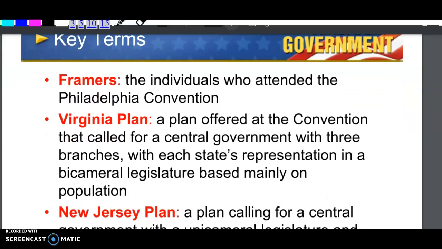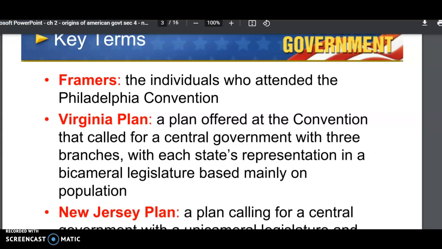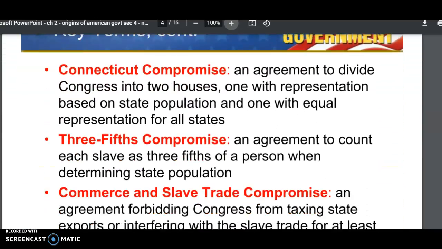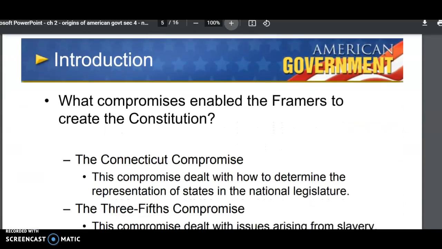One definition I am going to ask you to write is framers, because that's an important word in this section. So you need to define and write down that framers are the individuals who attended the Philadelphia Convention. We will talk about these other definitions, like the Virginia Plan, the New Jersey Plan, and all these other plans that are defined here on these two slides. We'll talk about those in the actual notes.